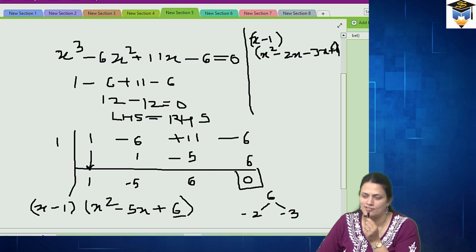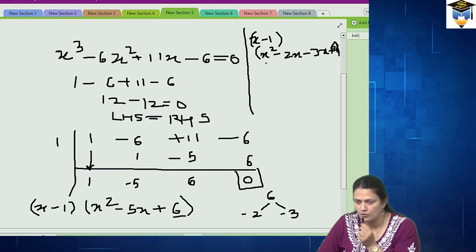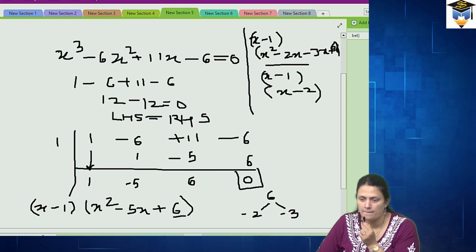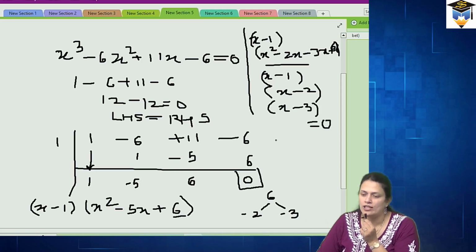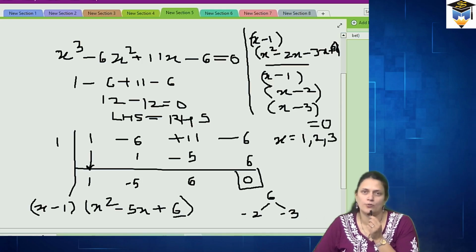This is plus 6. Okay, so if you try to take x common, the first bracket will be x minus 1 as it is. We are solving the second bracket, so it will be x minus 2 into x minus 3. So this turns out to be equal to 0. So what are the values of x? 1, 2, 3. So which is the correct option? Option C is the correct option for the 44th sum from the additional question bank.